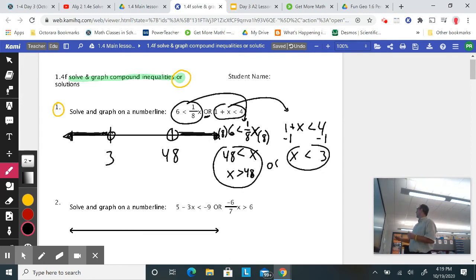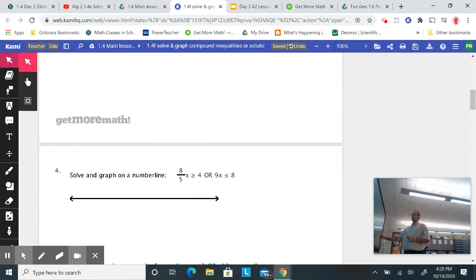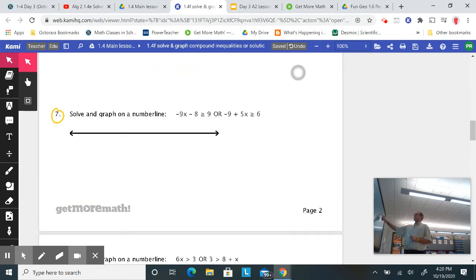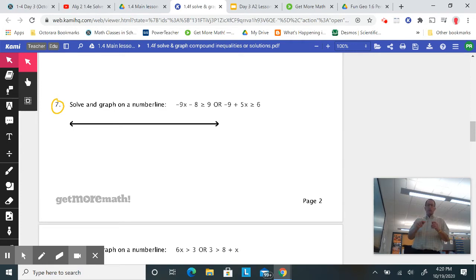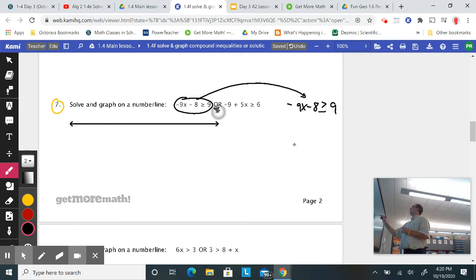So that's number one. The second one I want to show you, the last one, is number 7. Here's number 7. I'm going to pause it and write the inequalities so they're separated already. Save a little time. All right, so let's do this thing. Number 7 says negative 9x minus 8 has to be greater than or equal to 9, or negative 9 plus 5x is greater than or equal to 6. I figured I have enough room underneath the 1 already, so I just moved the first inequality over to the right. Let's solve that one.